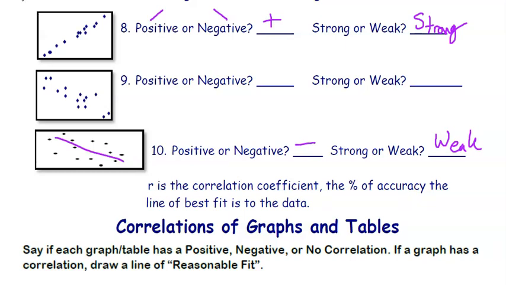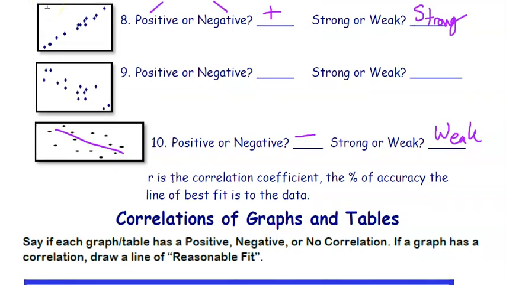Try number 9. So R is the correlation coefficient, the percent of accuracy the line of best fit is to the data. And the line of best fit is just the line that you make through the majority of the points.